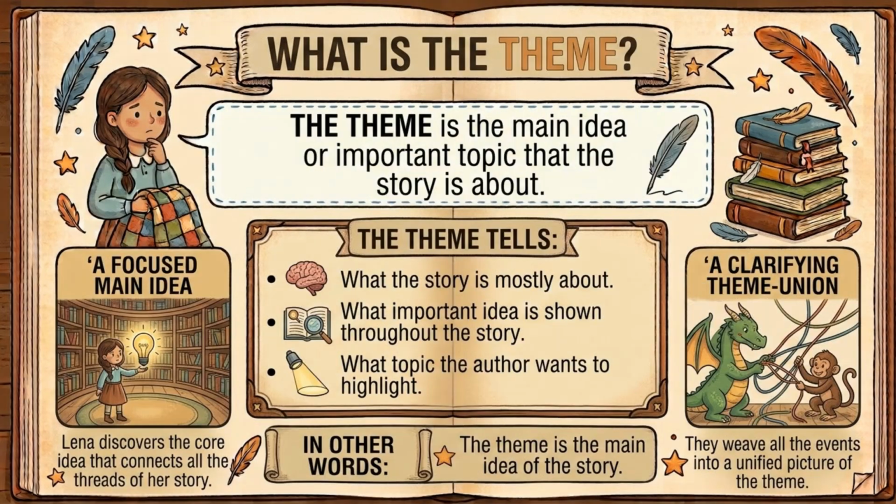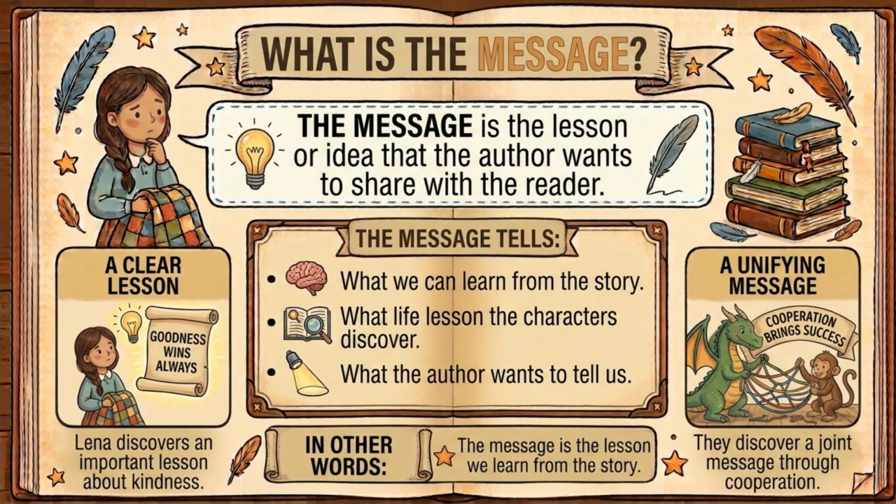The theme is the main idea or lesson that the author wants the reader to understand. It is often about important topics, such as friendship, honesty, courage, kindness, or making good choices. The message is what the story teaches us about life, people, or the choices we make. The message is often connected to the theme and can help readers think about their own actions and decisions.